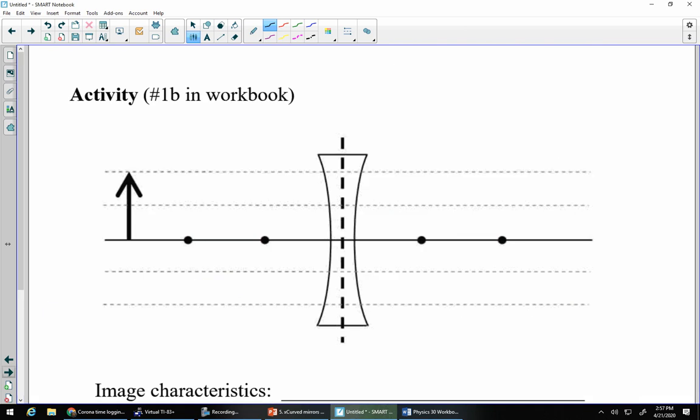So because it's all exactly the same, I'm not actually going to go through this one with you, but you might want to take a minute and try it out, and you can always go back and look at that last video to see if you can figure out why this one is virtual, upright, and smaller, and also figure out where the eyeball goes. So go ahead and put it on pause, try it out right now.